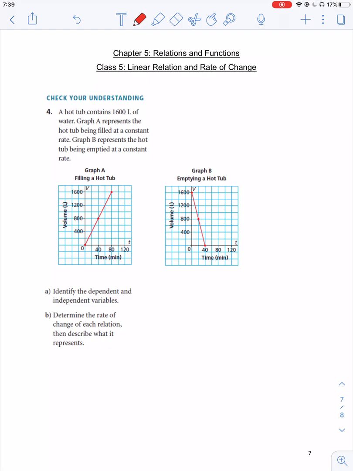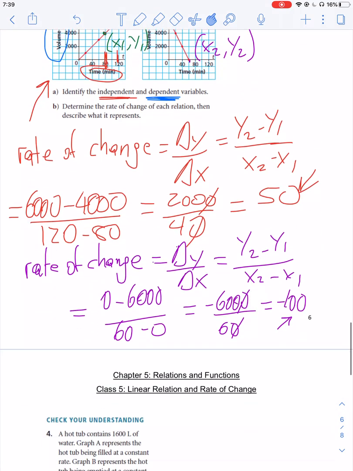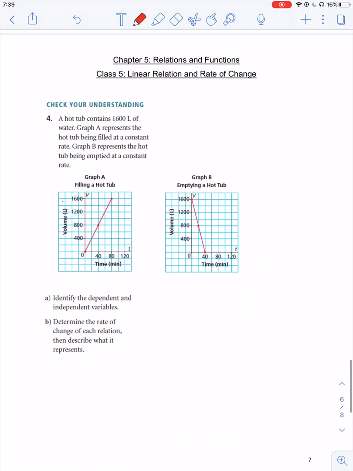So identify the dependent variable. I think independent was always my red color, if I'm not mistaken. So let's just be consistent. Yeah, independent is red. So independent is always my X and dependent is my Y. So that's done. And determine the rate of change. I'm just gonna say R to save a lot of space.